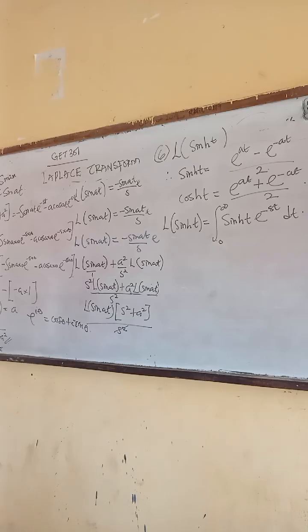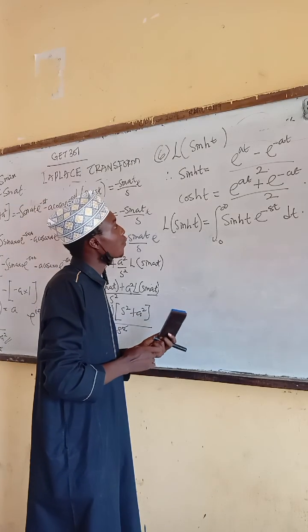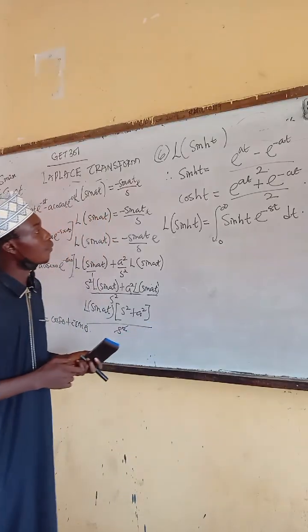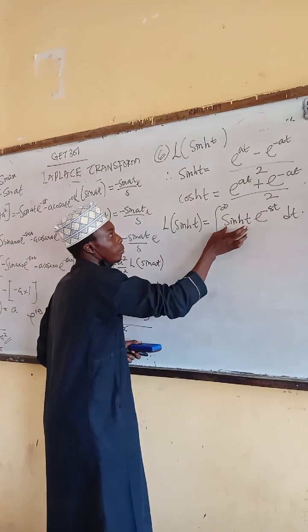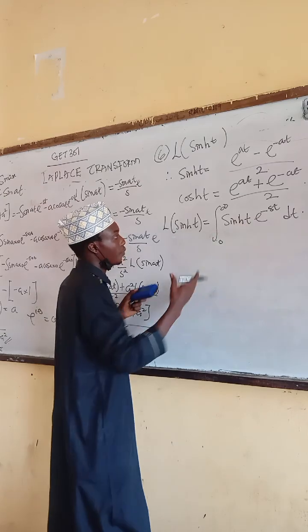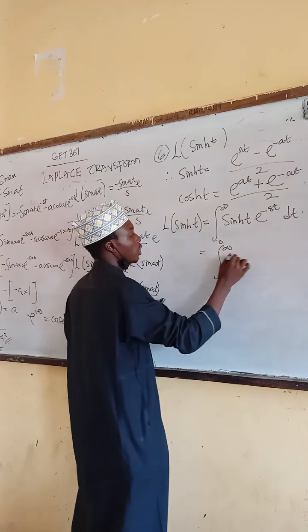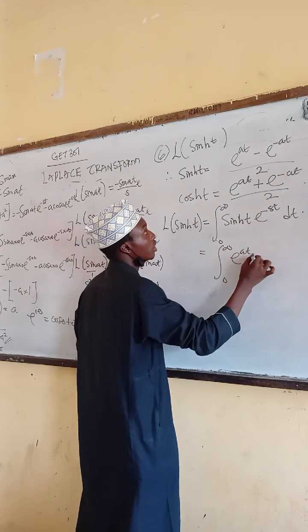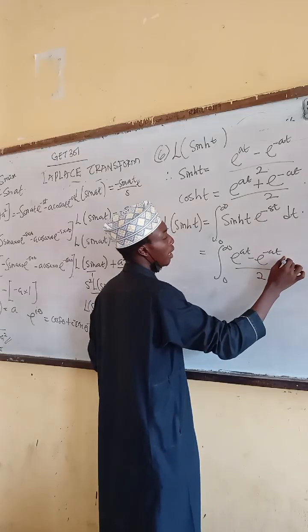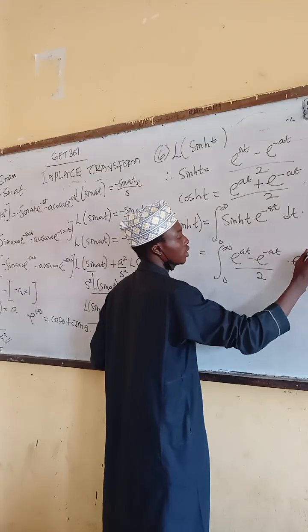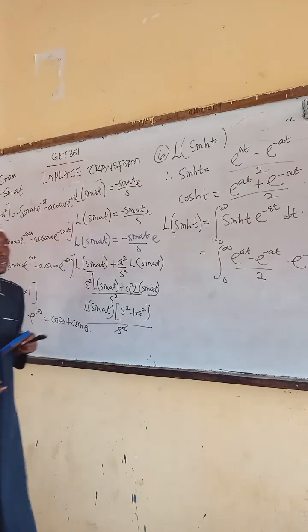Are you following? Now from this place, I know that my sine ht is the same thing as what? Exponential what? At minus exponential what? Minus at over 2. Multiply by what? Exponential minus what? St dt. Are you following?